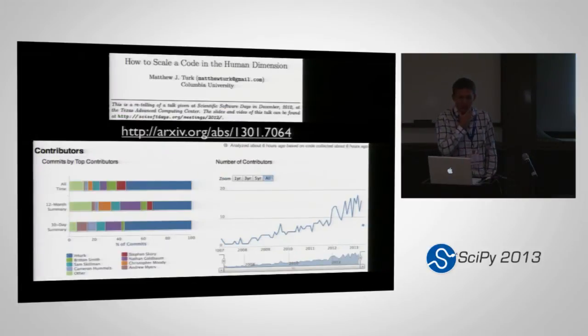One of the really neat plots is the contributors over the course of time. And this is just kind of monotonically increasing, and this is contributors per month. So if you average this over kind of a couple more months, that graph would be a little bit higher even. So this is really cool. I invite you all to take a look at Matt's paper on scaling such a code that's driven by the community in the human dimension, as he calls it.